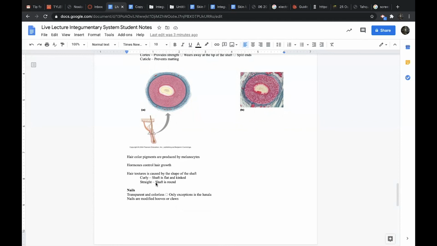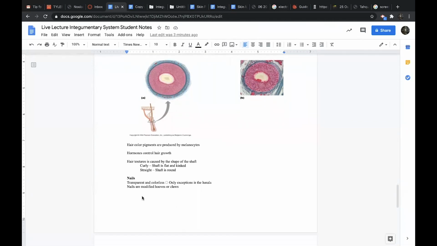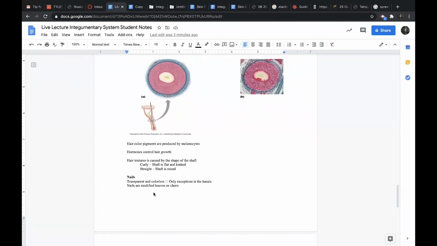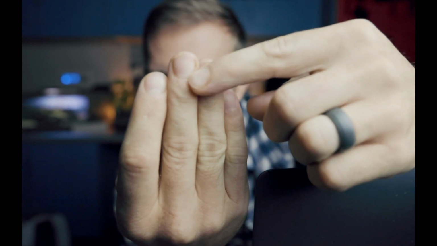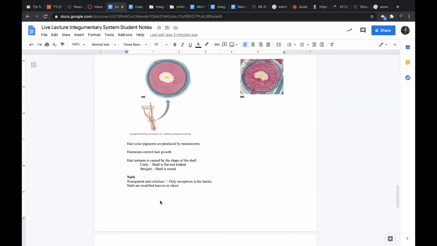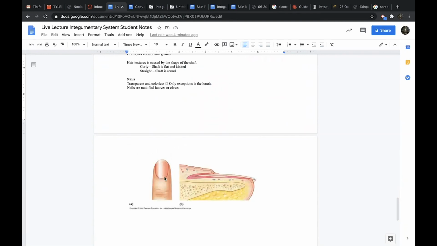I don't know that there's anything else to type here, but nails are transparent and colorless. The only exception is the lunula. And so if you're looking at your hand, where it looks like a half moon, kind of, if you're looking at your fingernails right now, it's that half moon part of your fingernail. Nails are modified hooves or claws. This image, this section right here is what we're talking about, the lunula. Okay? This whole part is just the fingernail itself.